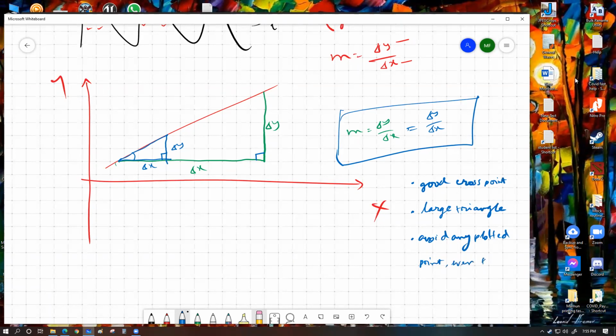Even if they are on the graph. Now, what do I mean by this?